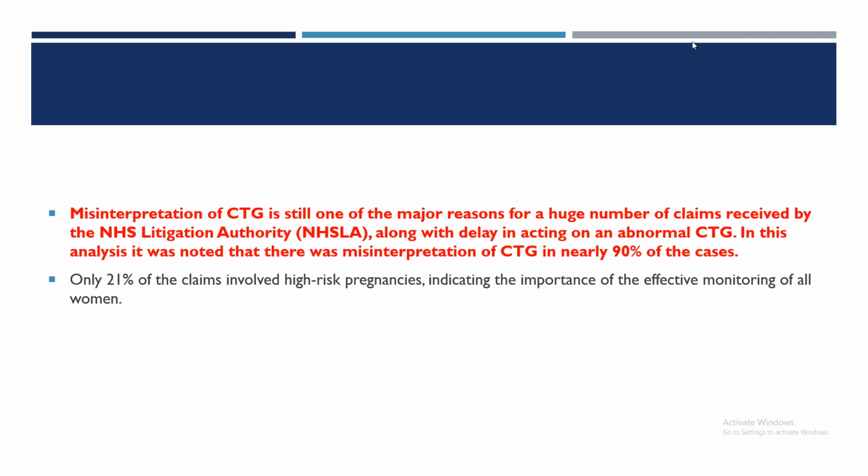Now, there are so many CTG claims that have been found in the NHS Litigation Authority, and the most important reason for these claims is misinterpretation of CTG, followed by delay in acting on abnormal CTG. These two are the main reasons for the claims received by the NHS. So the first major cause is misinterpretation of CTG, and the second important cause is delay in acting on the abnormal CTG.